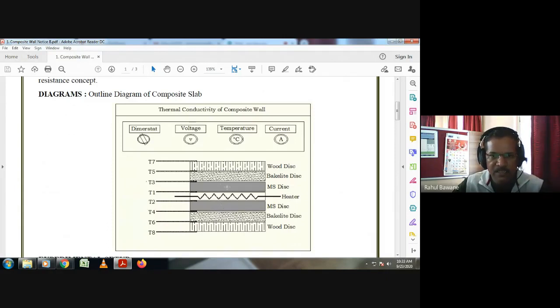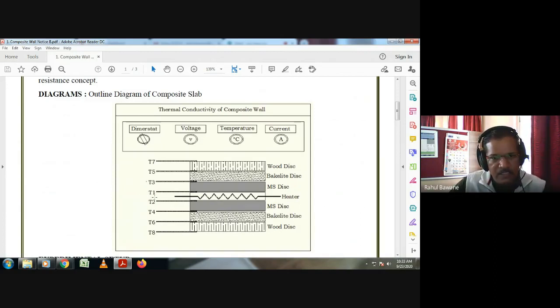All these plates are in a circular shape with the same identical diameter but different thickness. So this heater plate is sandwiched by two MS plates. Then after the MS plate, there is one bakelite plate on the top side and on the bottom side, and then after that there is a wood plate on the top side after bakelite and on the bottom side. And there are a total of 8 thermocouples attached to this composite wall.